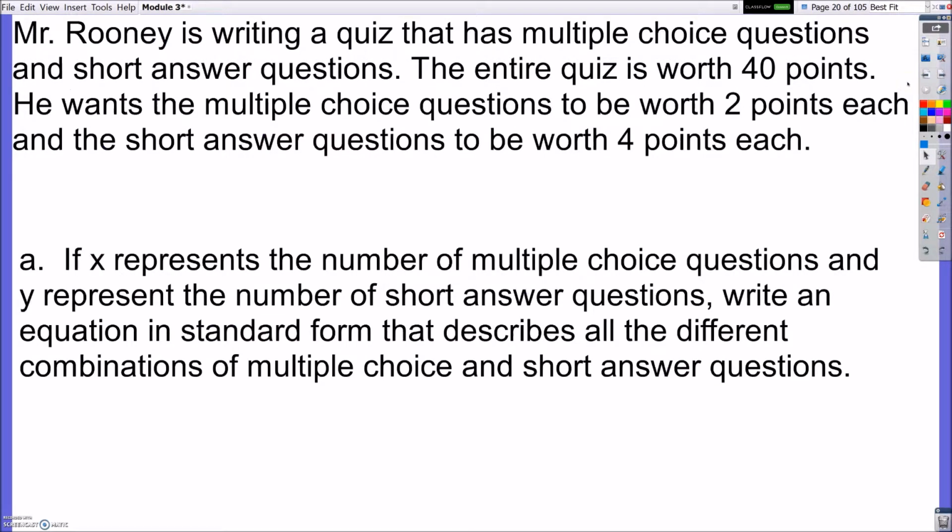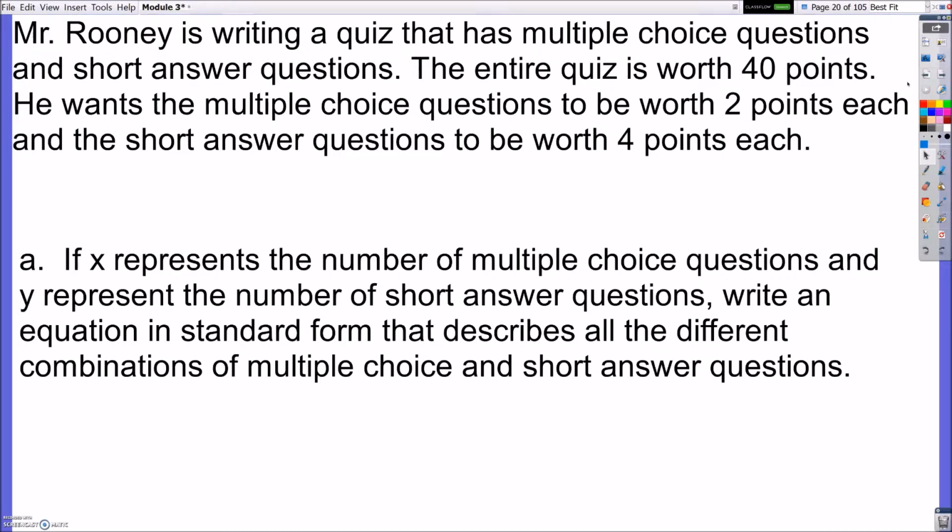So let's go ahead and look at a word problem here. It says Mr. Rooney is writing a quiz that has multiple choice questions, a short answer question, and a multiple choice. The entire quiz is worth 40 points, and he wants the multiple choice questions to be 2 points, and he wants the short answers to be 4 points.